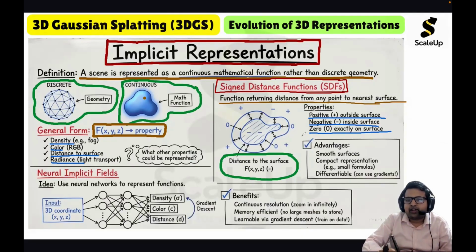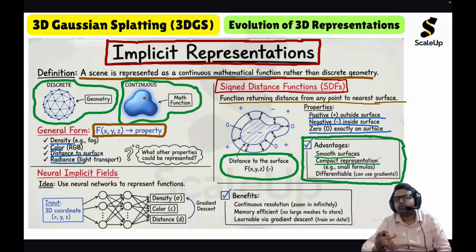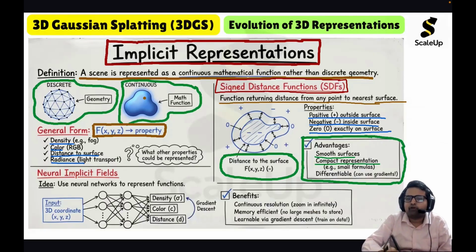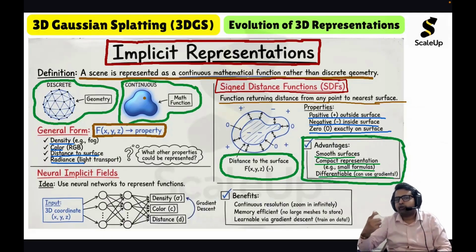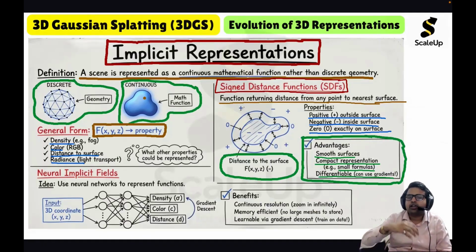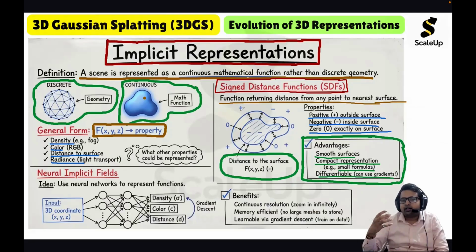Now, there are definitely advantages. Since it is continuous in nature, we can get smooth surfaces and a compact representation, because the mathematical functions are small formulas and they are differentiable, so they can be optimized. Now, one more way is the implicit representation. Implicit representation means representing a 3D scene with a continuous mathematical function. So one of the ways is the signed distance function.